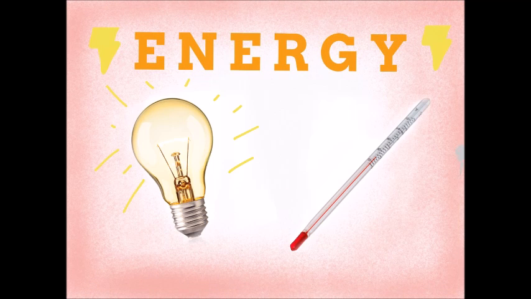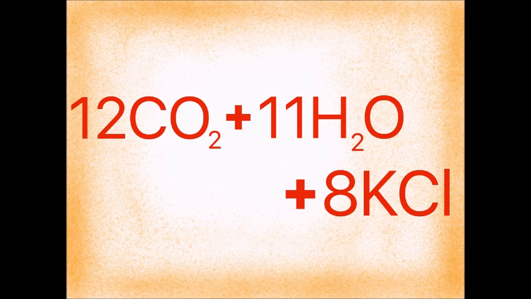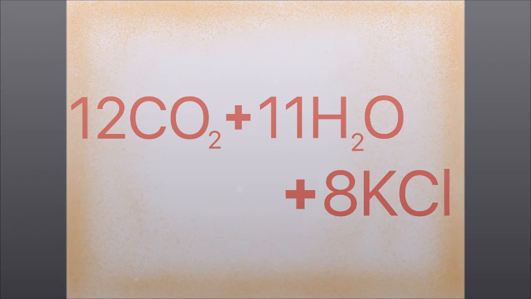An interesting combustion reaction is potassium chlorate and glucose. It is expressed in the chemical equation that is glucose plus potassium chlorate yielding carbon dioxide, water, and potassium chloride. You can view this reaction taking place by placing a piece of candy, a source of glucose, in molten potassium chlorate.